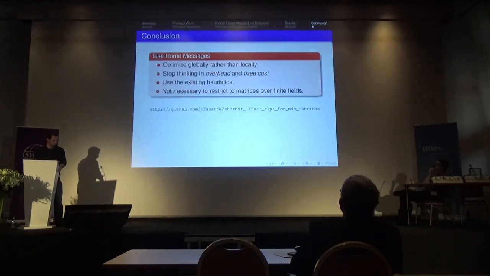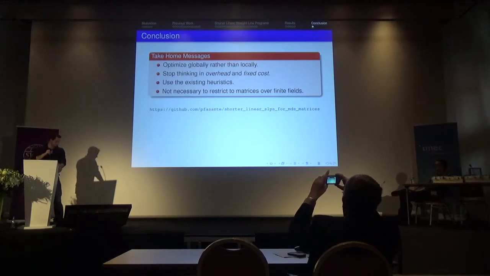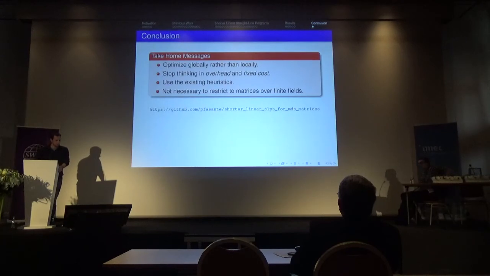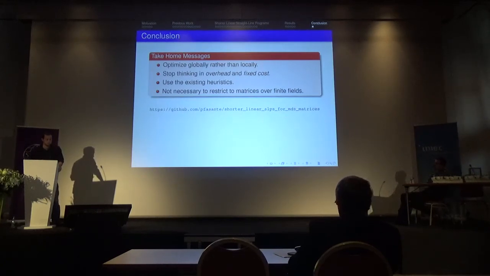As I think is clear from the previous slide, you should do the global optimization because you can achieve better results than possible if you just think it over at fixed cost and do the local multiplication. And there are heuristics out there from this kind of separate line of research, so they should be used. And of course, it's not necessary to restrict to matrices over finite fields, but you can basically take elements from the general linear group. Our results are online, including all the straight line programs. Yeah, sorry for my voice.